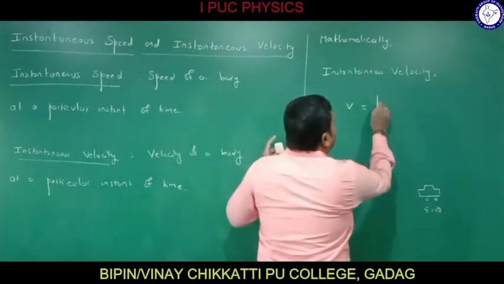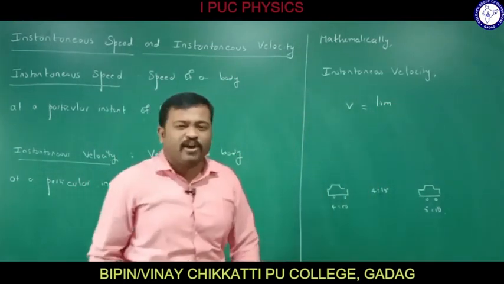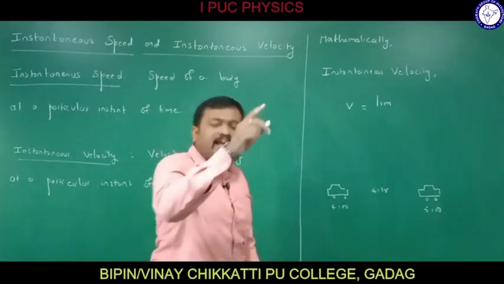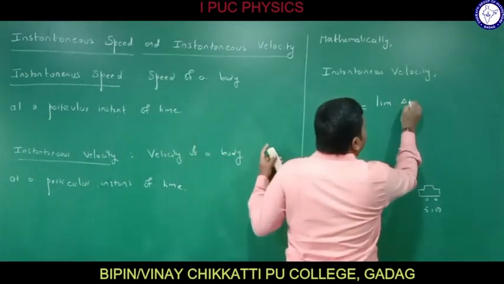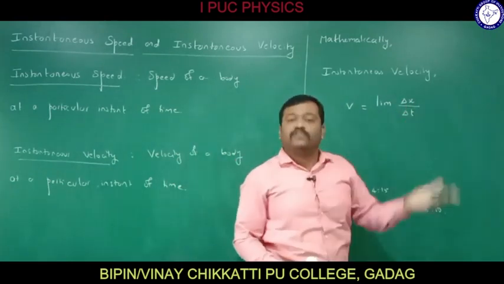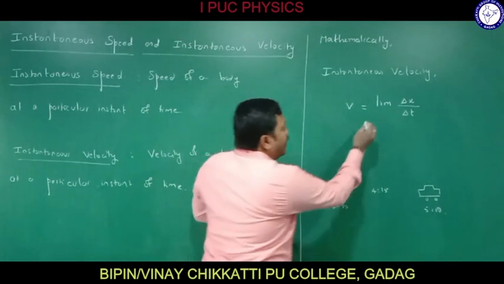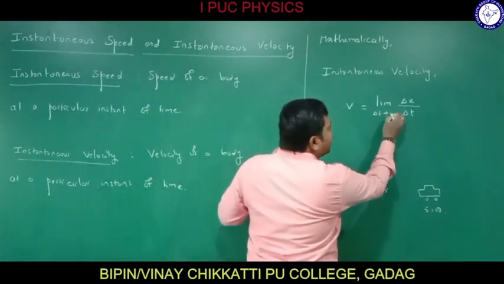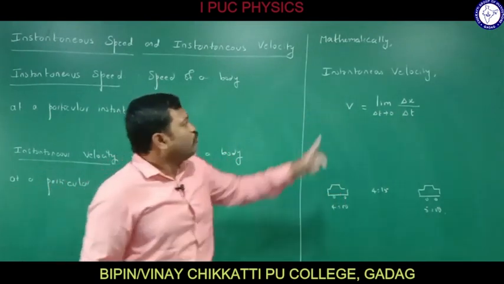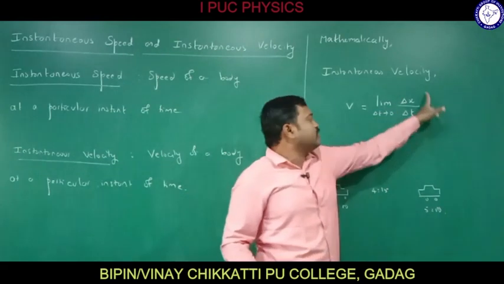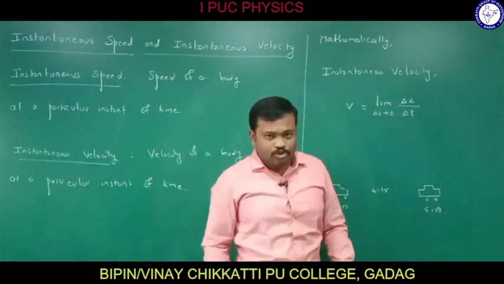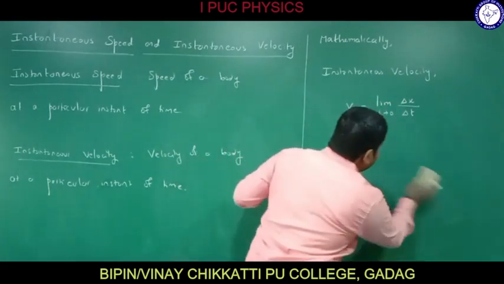For instantaneous velocity, I will be using the word limit. You will be learning it, because I am limiting the time. It is the limit of average velocity. What is average velocity? Delta x divided by delta t. I took the average velocity first, and I am reducing the difference in such a way that delta t tends to 0. So instantaneous velocity is nothing but average velocity, but with the time interval delta t tending to 0. This is how we can explain instantaneous velocity.